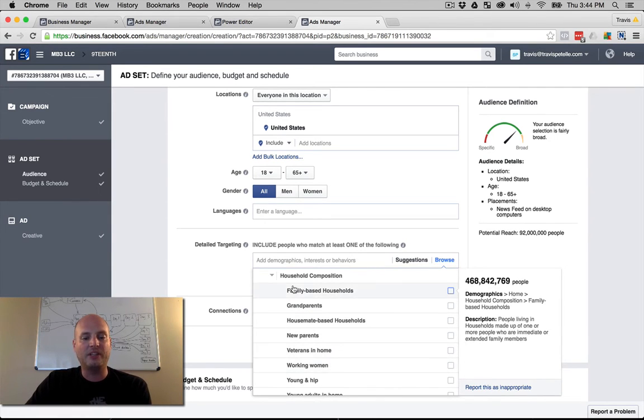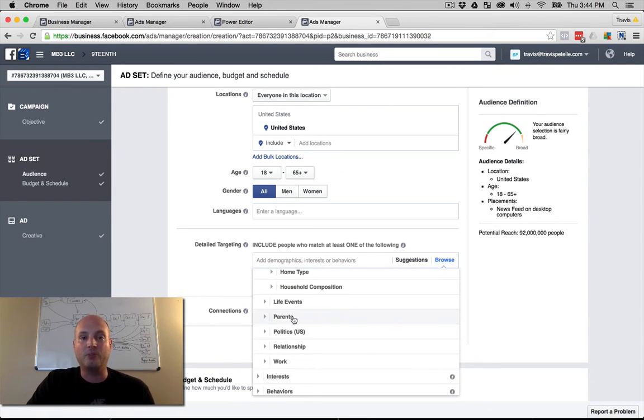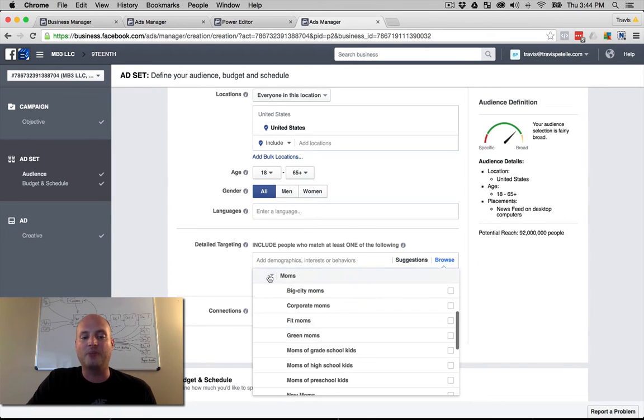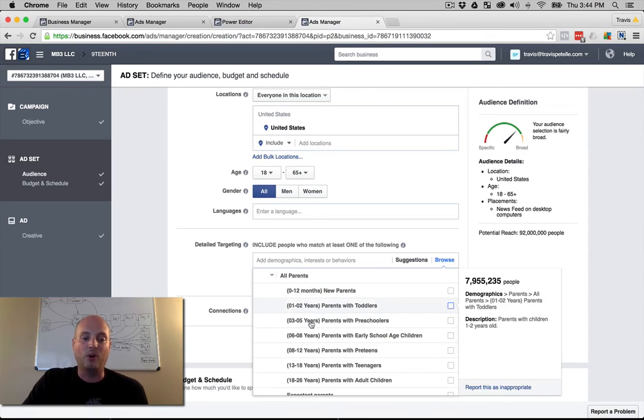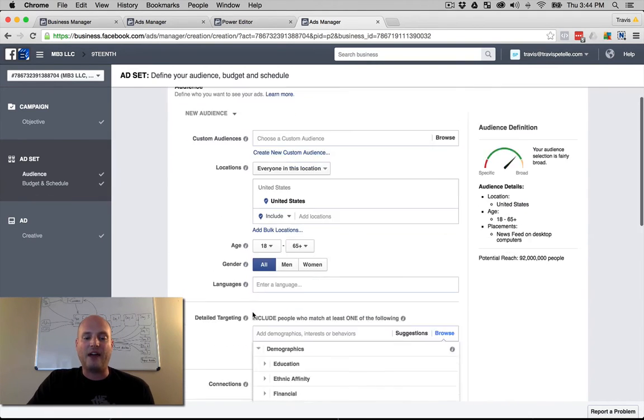All working women, grandparents, all of these different demographics we can dial in and really test out. If you're only marketing to parents, we can hit moms who are soccer moms, green moms, moms who only have high school kids. All of these different things we can dial in, and that's just the demographic side of it.